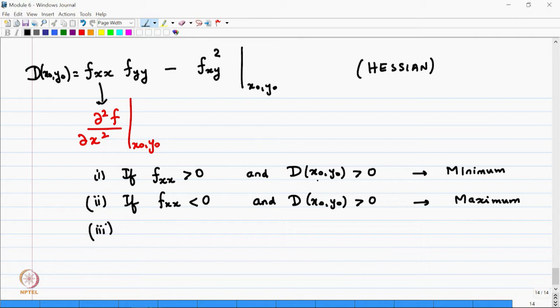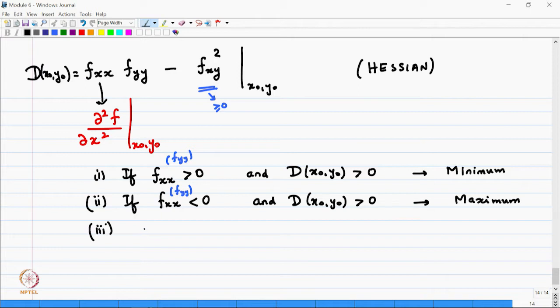The third case: if D is greater than 0, you can have two cases where f_xx is greater than 0 or it is less than 0. Now, notice the second term in D, f_xy squared, is always greater than or equal to 0, because it is a square. So, if D is greater than 0 and f_xx is greater than 0, then automatically f_yy has to be greater than 0. Similarly, if D is greater than 0 and f_xx is negative, then f_yy also has to be negative. So, you can use the same condition even for f_yy. This is only if D is greater than 0.